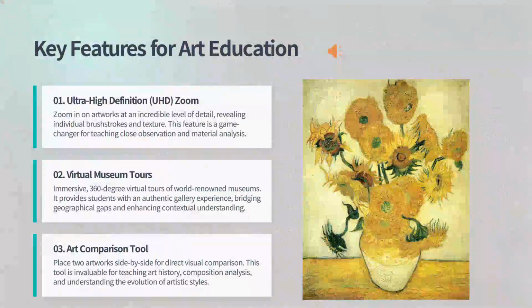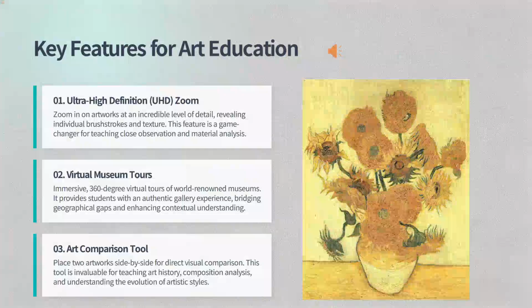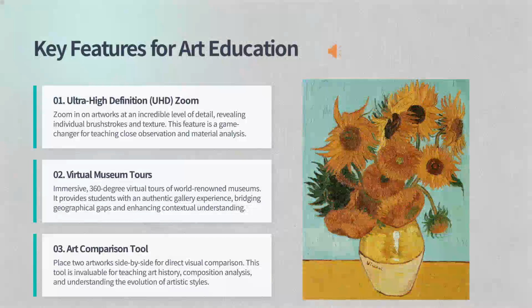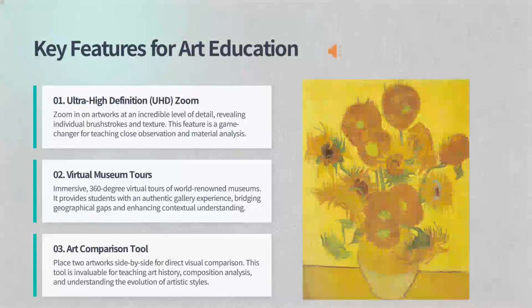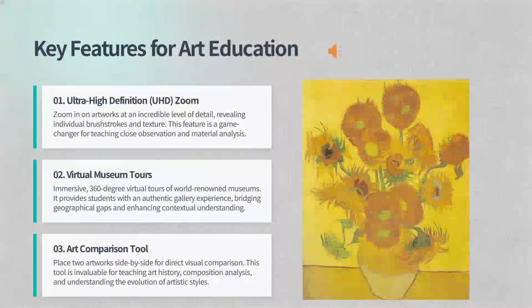Next, 3 key educational functions of Google Arts and Culture. First, Ultra HD Zoom transforms students' observation. With Van Gogh's Sunflowers, learners view fine brushstrokes and textures unavailable in printed art books.